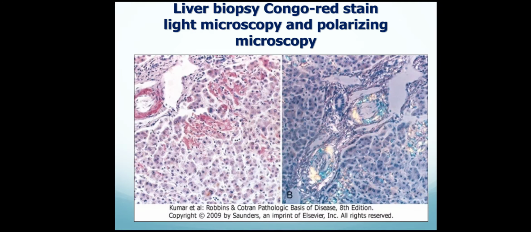Now again, this is an image from Robbins, where we can see this is the liver tissue, and this is Congo red staining. Under ordinary light, you will see the reddish color deposit of amyloid, pinkish red, and in the polarized light we can see the apple green birefringence.